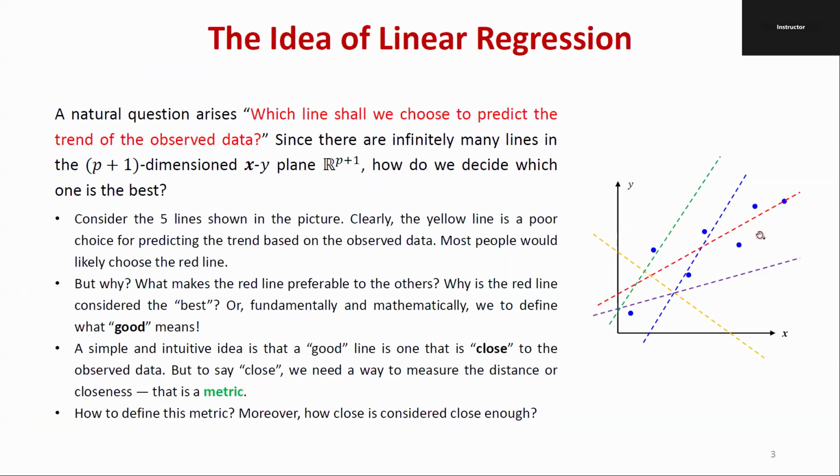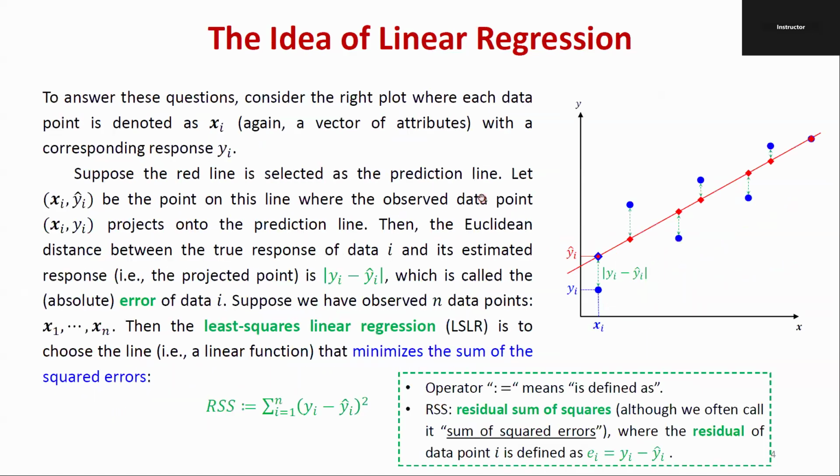When we say close, we need to have a way to measure the distance. Is it measured like this way, or like this way, or like this way? We need to accurately tell the computer what close means, and we need to define a metric, meaning a way to measure the distance. So these are all the questions we need to carefully consider, accurately define, and let a computer know. Okay, here we go.